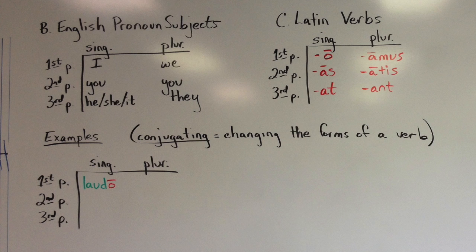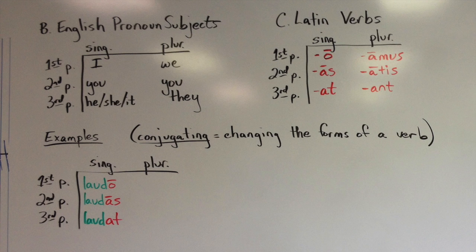And that laud, then, in the green is our stem. So therefore, when we need to assemble the second person singular, we would start with our stem, laud, and then we would add our new ending, as. So we're just taking that stem, laud, and then attaching the endings from the chart above. So once again, for the third person singular, we would get laud as our stem and at for the ending.